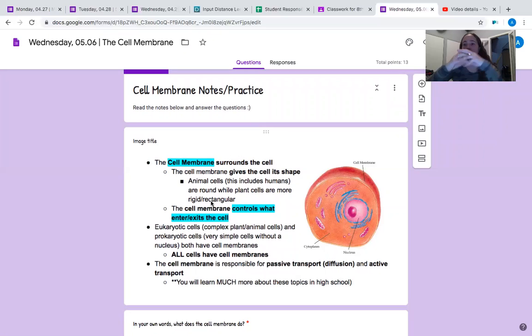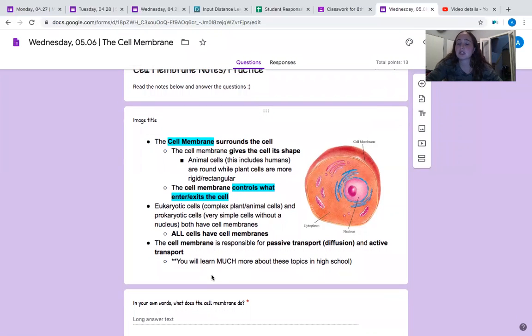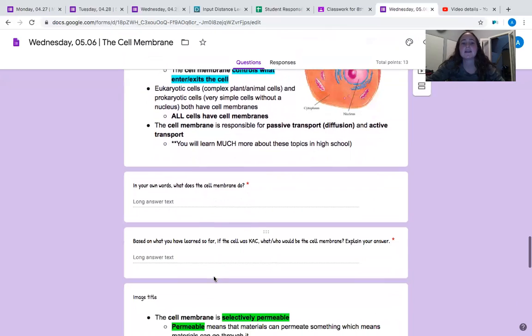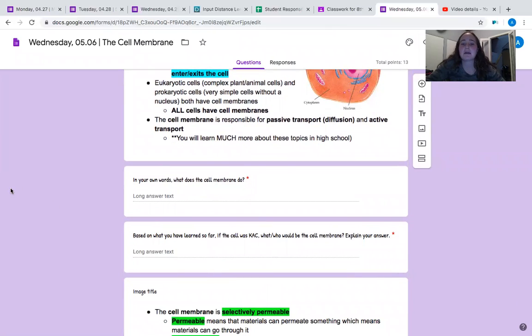If cells didn't have a cell membrane, everything would just flow out, right? Same way we need to have skin. Cells need a membrane around them to keep everything inside, and just like our skin prevents certain things from coming in, same with the cell membrane. The cell membrane is responsible for passive transport, which is diffusion, also osmosis, and active transport. These are topics you will learn much more about in high school, but I'd love to talk about them during office hours. So in your own words, what does the cell membrane do?